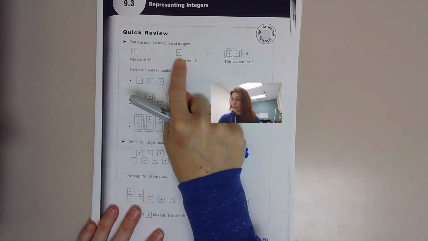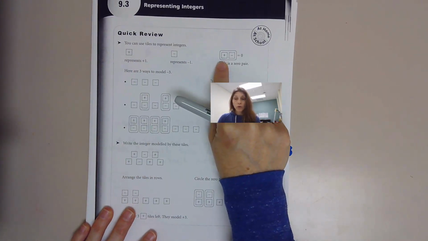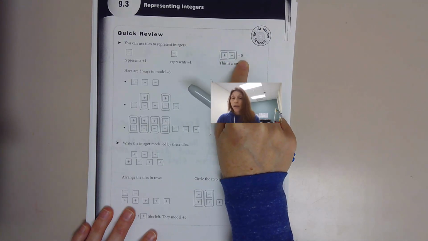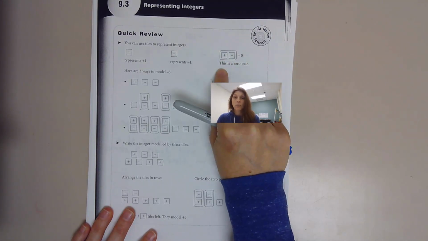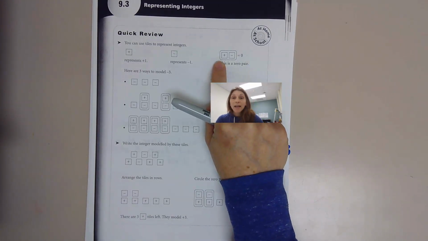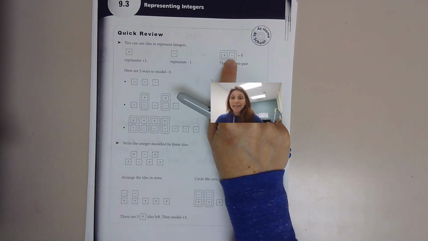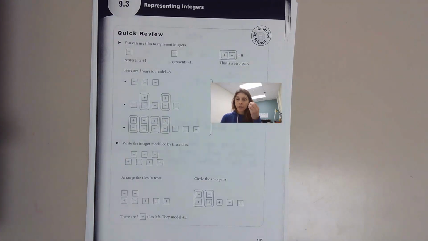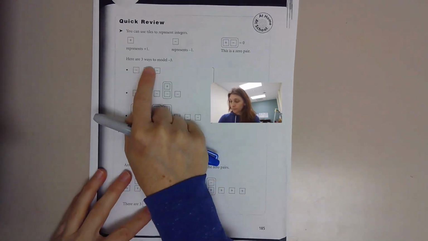So positive and negative. When you group a positive and a negative together, it is equal to 0. So this is what we call a zero pair. It's like you had a cookie, there's your positive integer, and then you ate it. So now there's no cookie left, okay? You had $1, you spent it. There's nothing left, okay? Those are called zero pairs. They neutralize themselves out, okay?